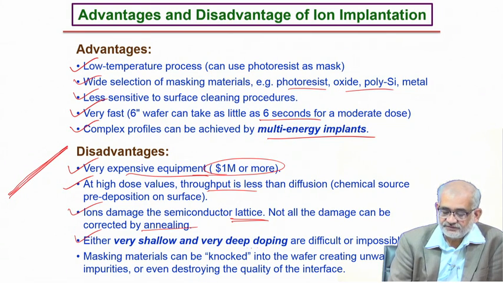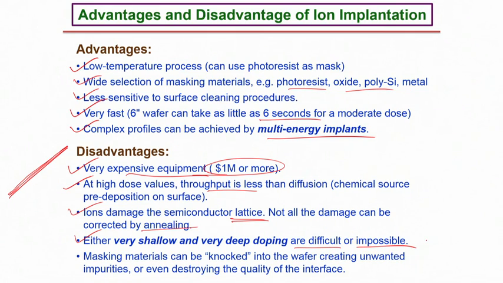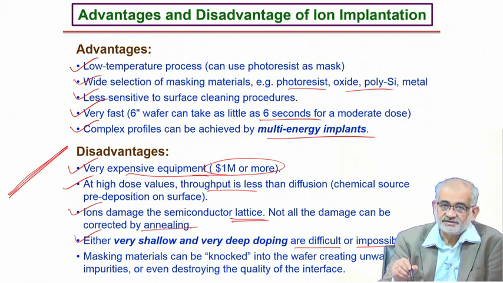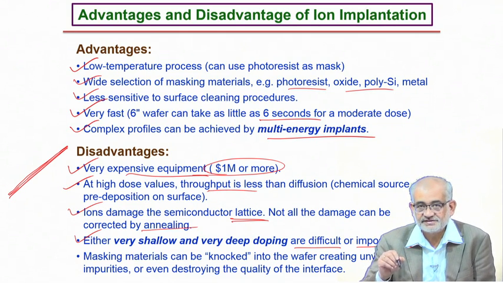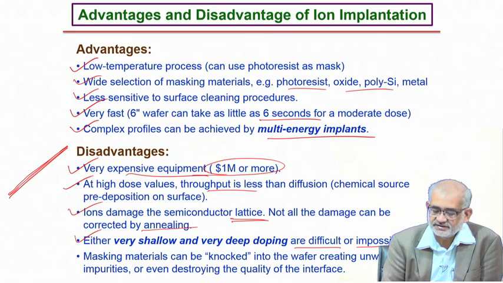So either very shallow or very deep doping, both are either difficult if not impossible. That means if you want extremely thin doping, because the ions will carry a certain minimum energy with them for implantation to occur. So obviously they won't stop at the surface, they will go below the surface, and the peak will be not at the surface but below the surface. So very shallow depth of penetration of diffusant or dopant is difficult.